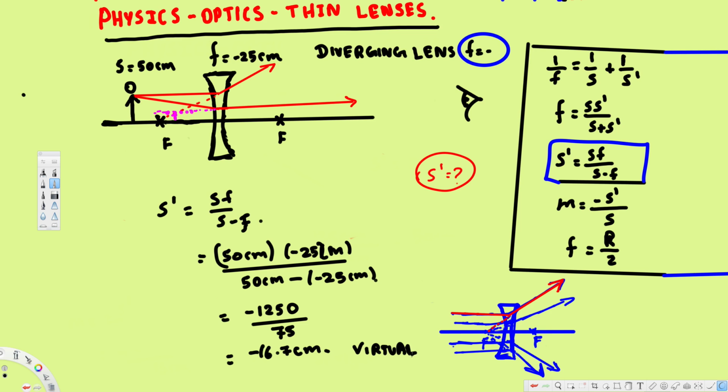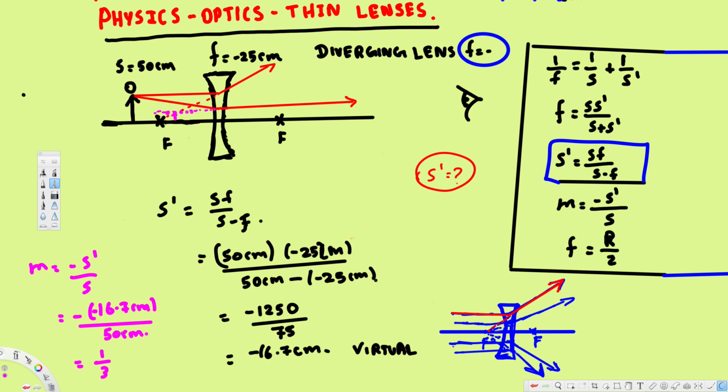To find out if the image is upright or inverted, we can use the magnification equation. We know it is already upright, but to prove this mathematically, M is equal to negative S prime over S. The image distance is negative 16.7 centimeter, over S, the object distance, 50 centimeter. If you divide these two, that gives the ratio 1 over 3. It's minus minus, so this is a positive answer. This means the image is upright, and the magnification is 1 over 3.